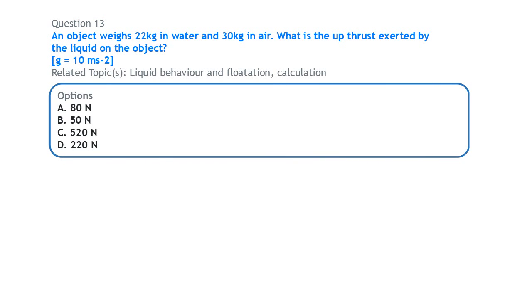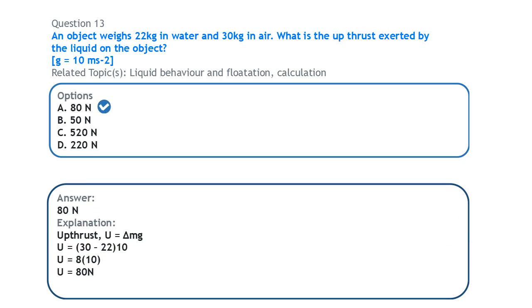Next, an object weighs 22 kg in water and 30 kg in air. What is the upthrust exerted by the liquid on the object? The upthrust is going to be equal to the difference in the weight in air and in water, and that will be the difference in the mass times the acceleration due to gravity. So the difference in the mass is the mass in air minus the mass in water. Okay, the body is going to weigh lighter in water. So 30 minus 22, that is 8. 8 multiplied by 10, the acceleration due to gravity, that is 80 Newton. So we have 80 Newton here.